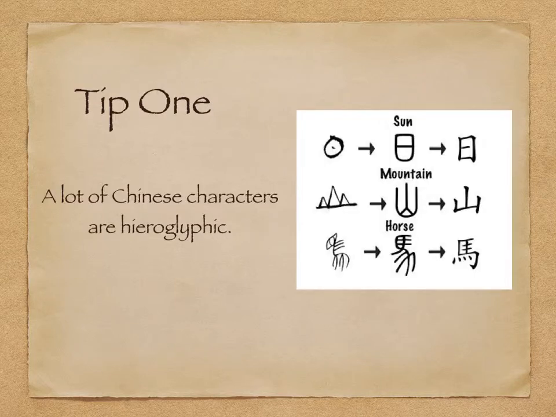Tip 1. A lot of Chinese characters are hieroglyphic. It means they come from drawings. Ancient Chinese people tended to record things by drawings, just like the picture you see here. When they saw a sun, they drew it on a rock. When they saw a mountain, they drew it on a rock. When they saw a house, they still drew it on a rock. During the 5,000-year Chinese history, Chinese people were simplifying those words for the convenience of recording. That's how we get today's Chinese characters.